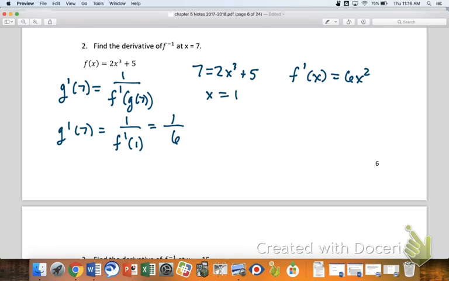Let me show you an answer. What do you guys think? g prime of 7 equals 1/6. You can see in the middle there, I found my input-output switcheroo, got that settled, and then found my derivative, and then plugged in the 1 for that.